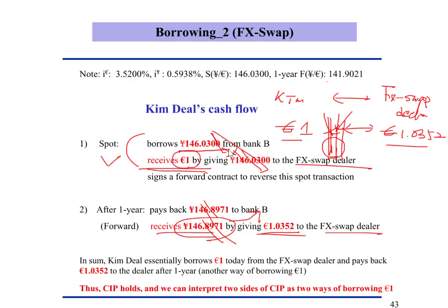So when CIP holds, we can interpret two sides of CIP as two ways of borrowing 1 euro. Now remember this. Interest rates are given from the market. Spot exchange rates are given from the market. Now the forward price is the price between Kim Deal and the FX swap dealer. So the forward price can be determined by negotiation between Kim Deal and the FX swap dealer. Under certain conditions, something like what we talked about in class using the Barber and Packer paper, the swap dealer can ask for a certain forward price to get a bigger euro interest rate for this one.